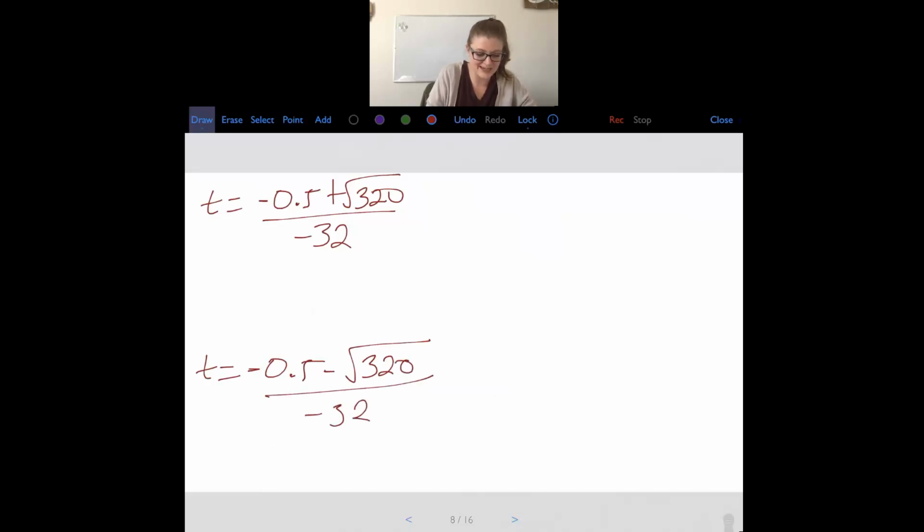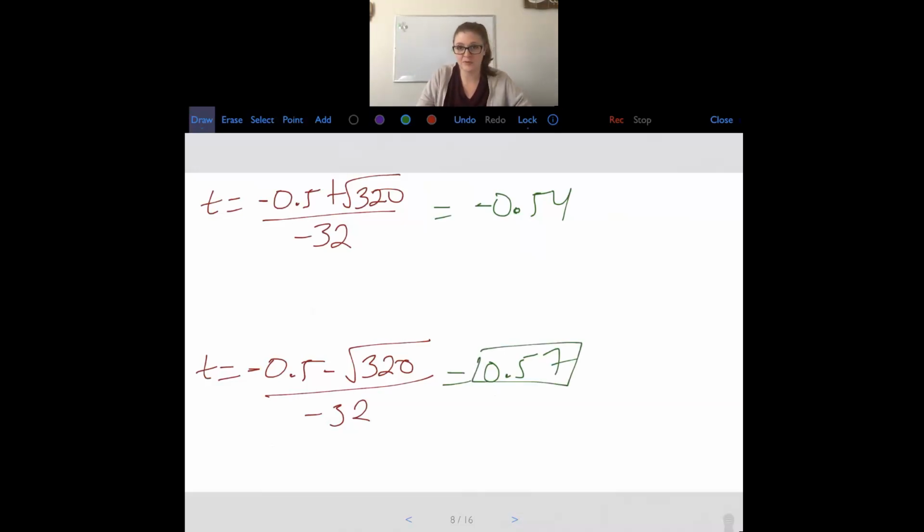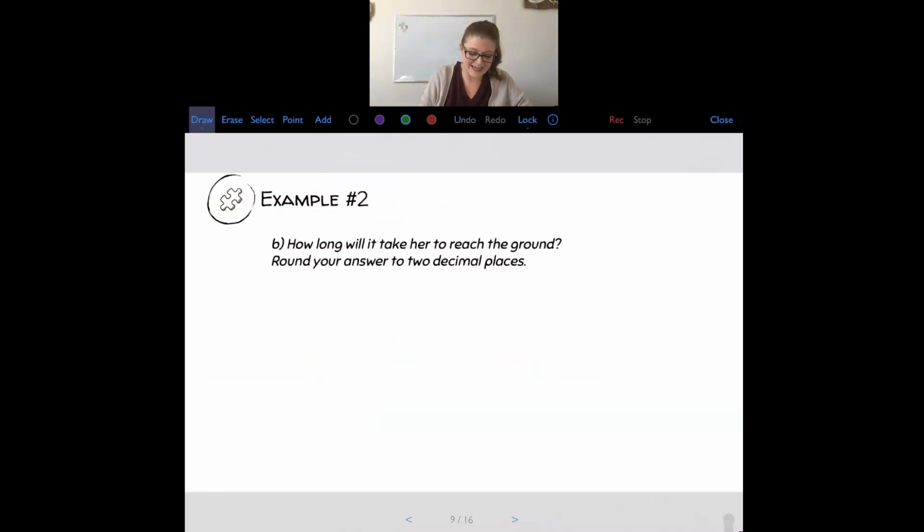Okay, so now let's see what we get. Plus the square root of 320 divided by negative 32. To 2 decimal places, this would be negative 0.54. And this would be 0.57. Time cannot be negative. We're starting off at t equals 0. So for this first part, after 0.57 seconds, she would be 1 foot from the ground, from her 2 feet high jump originally.